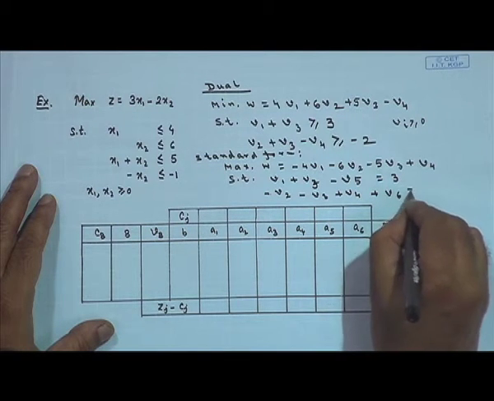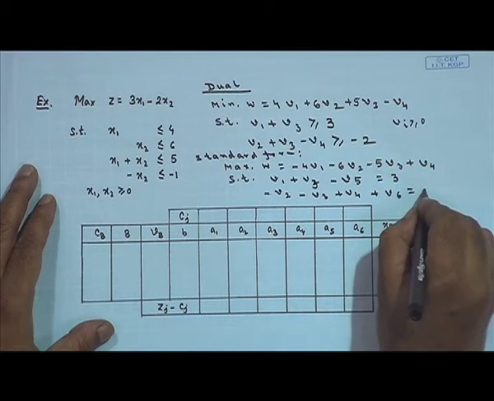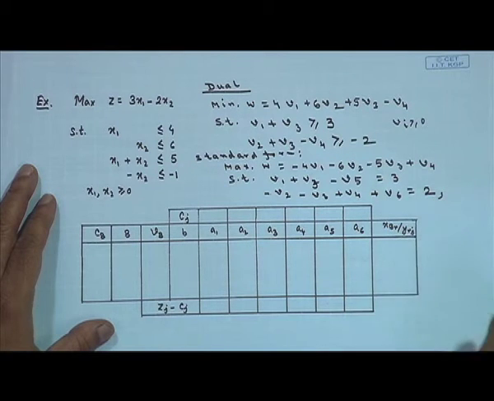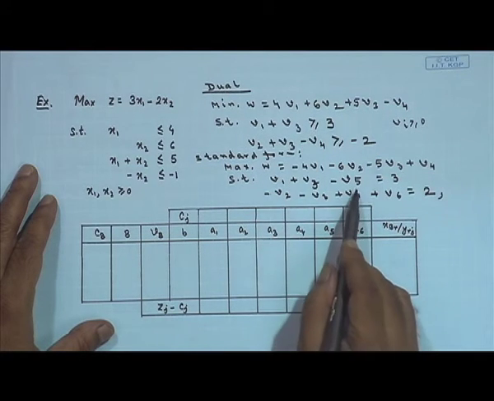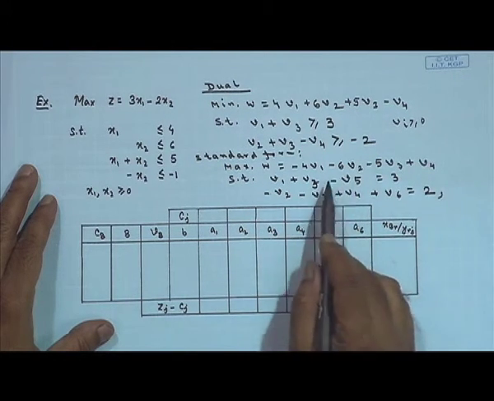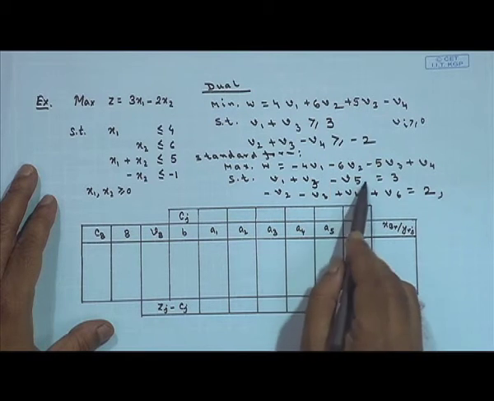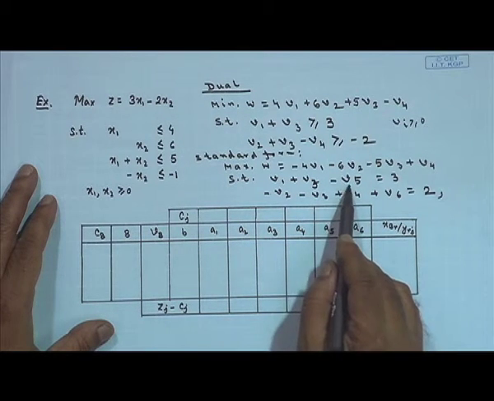equals 2, and Vj greater than or equal to 0. So here the first constraint is of greater than or equal type, that is the reason I have added this. I will come to this later. I have just subtracted the surplus variable.